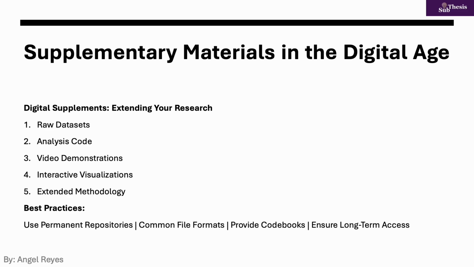Ensure supplements are accessible. Use common file formats. Provide codebooks for data. Comment your code thoroughly. Dead links to supplementary materials are increasingly common and incredibly frustrating. Consider long-term preservation. Journal websites might change, but repositories like GitHub, OSF, or Dryad provide permanent homes for research materials.